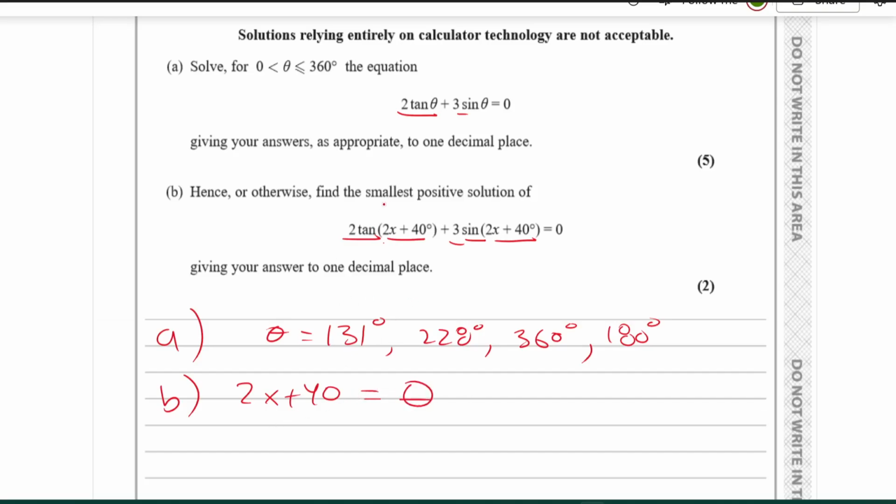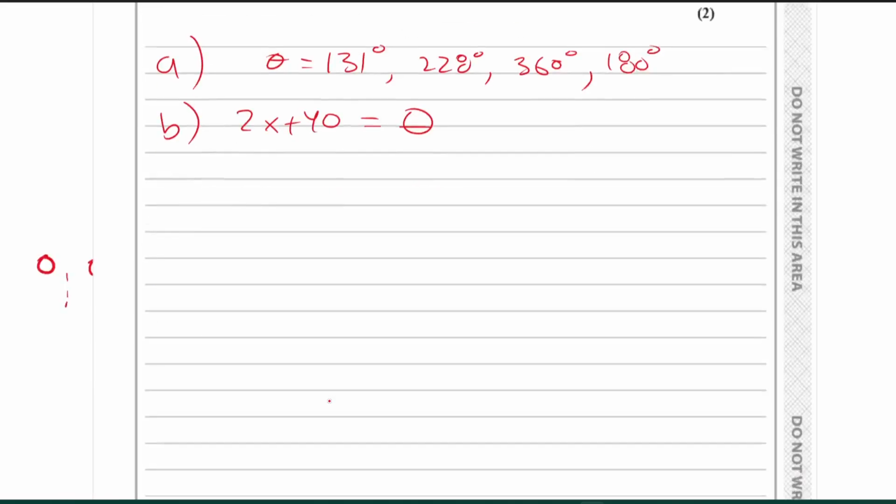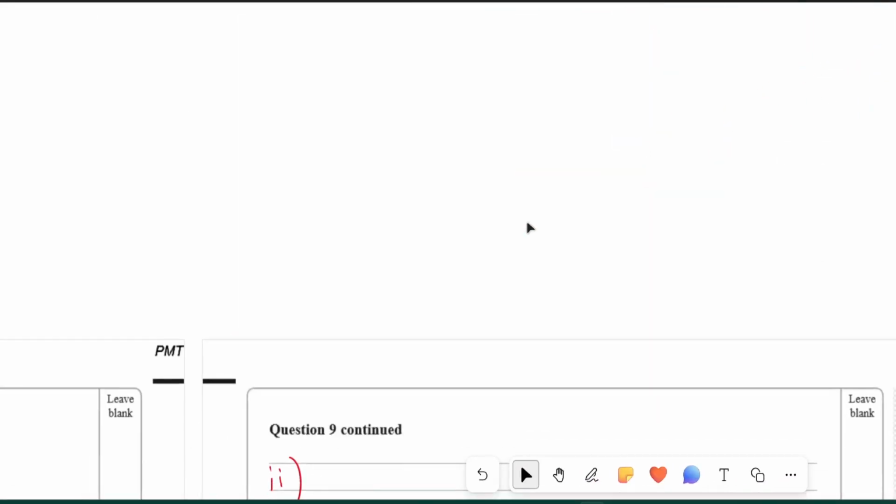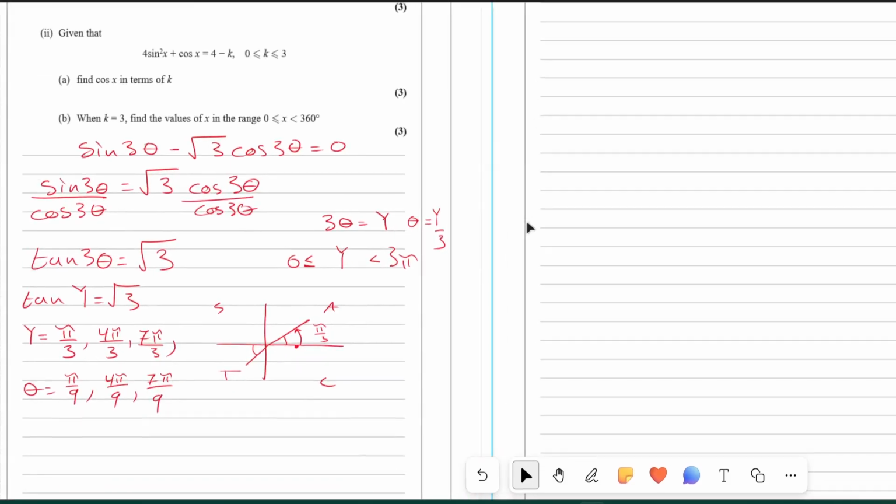So if you want the smallest positive solution, I know that I'm going to use this one, because I'm going to subtract 40 and then divide by 2. So I want the smallest theta solution. So 2x plus 40 equals 131. So 2x equals 131 minus 40, which is basically 91. So x is going to equal 45.5 degrees. That is going to be my answer. Super sorry for that. Let's continue our question over here.